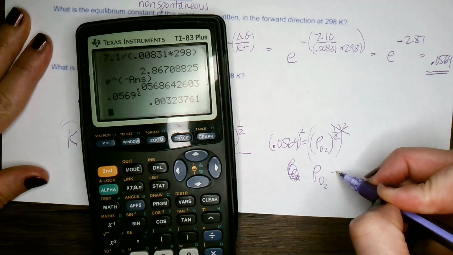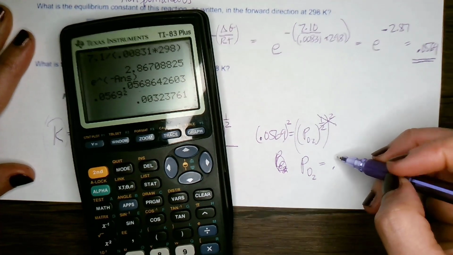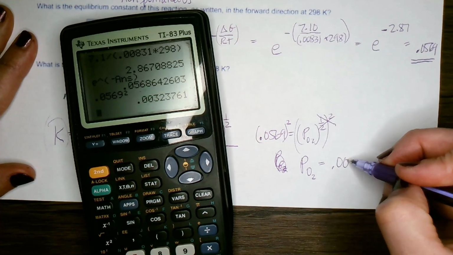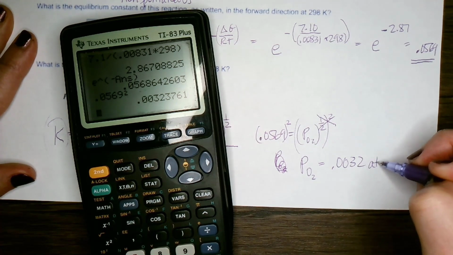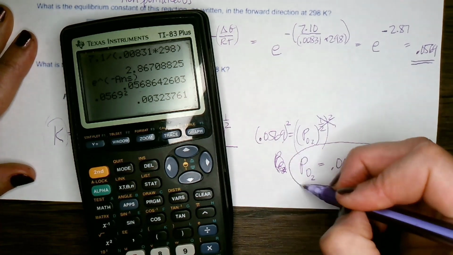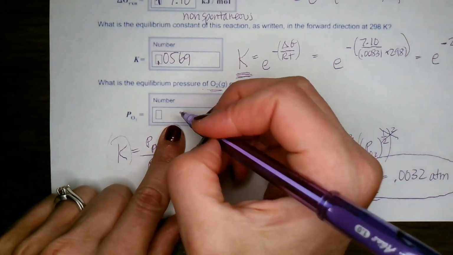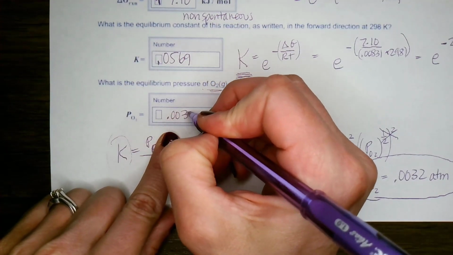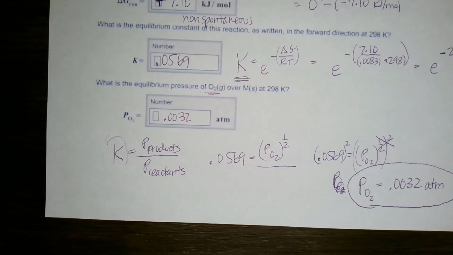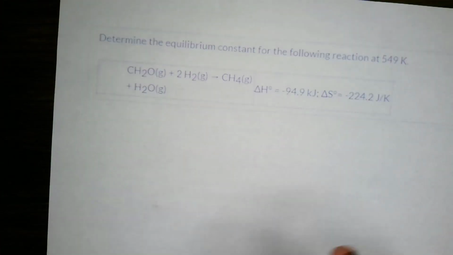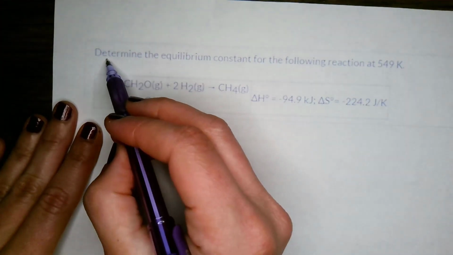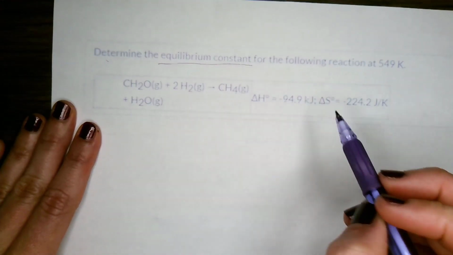The partial pressure of oxygen is equal to 0.0032 atmospheres for our final answer, 0.0032 atm. All right, we have one more.